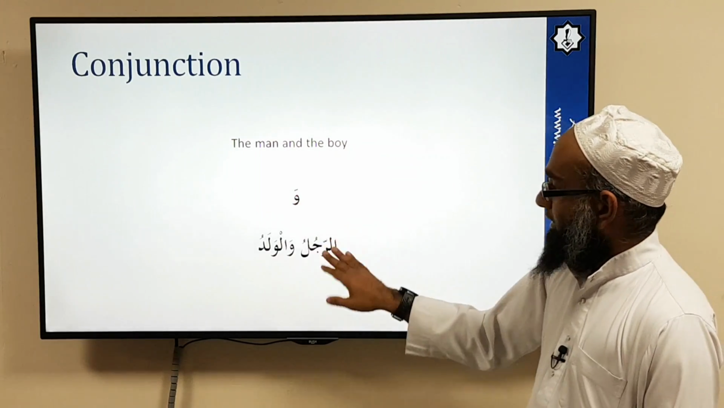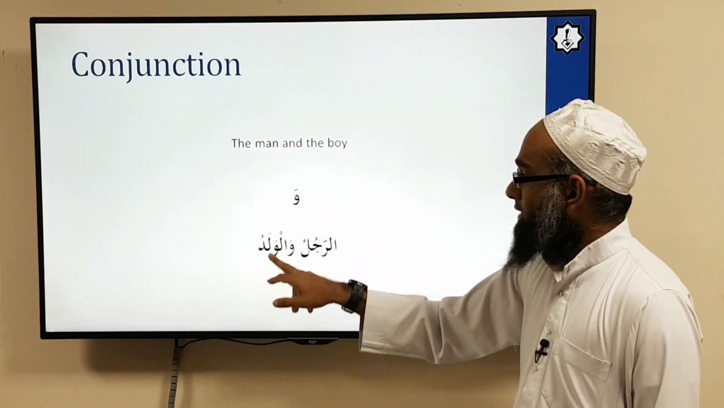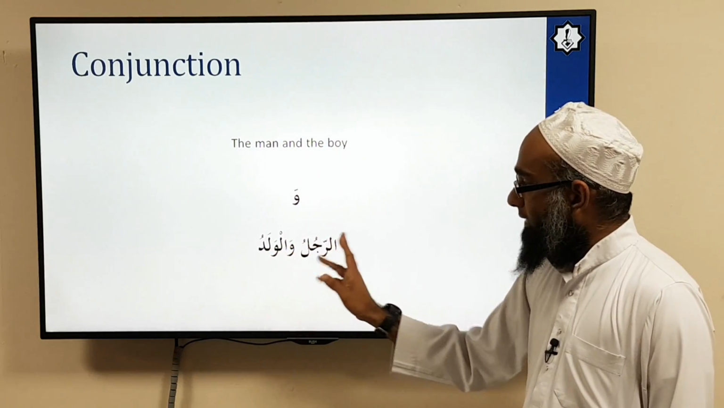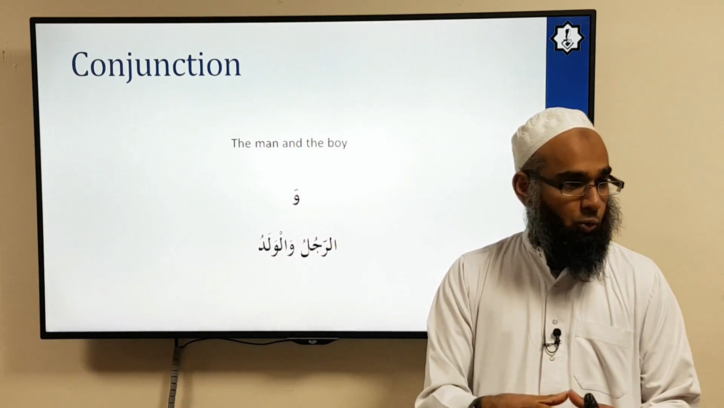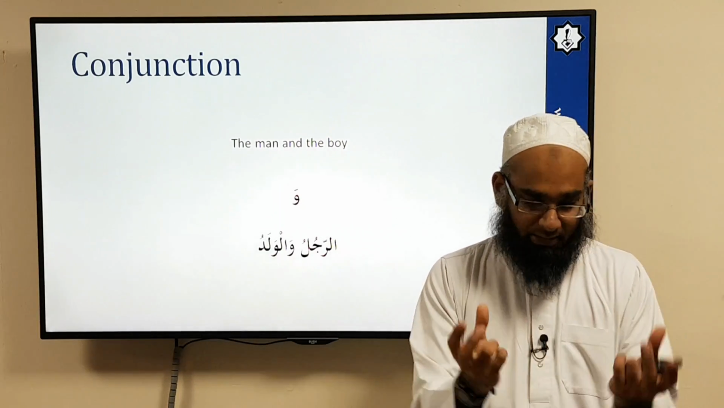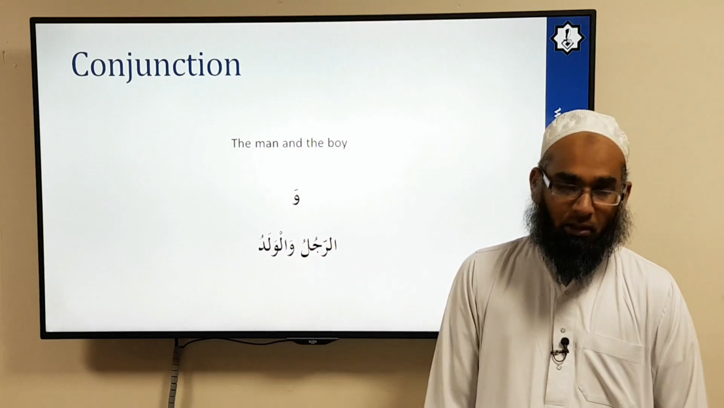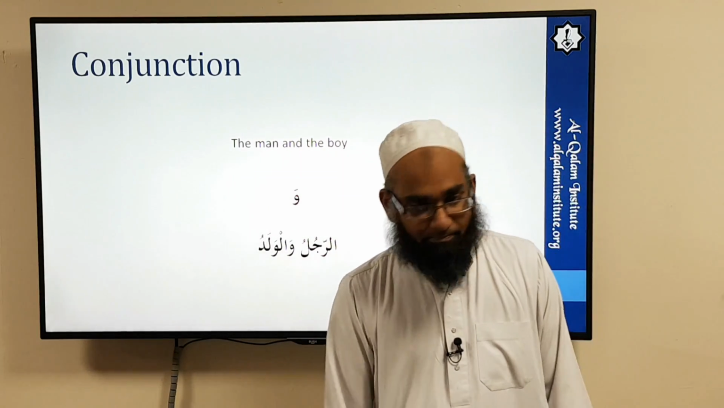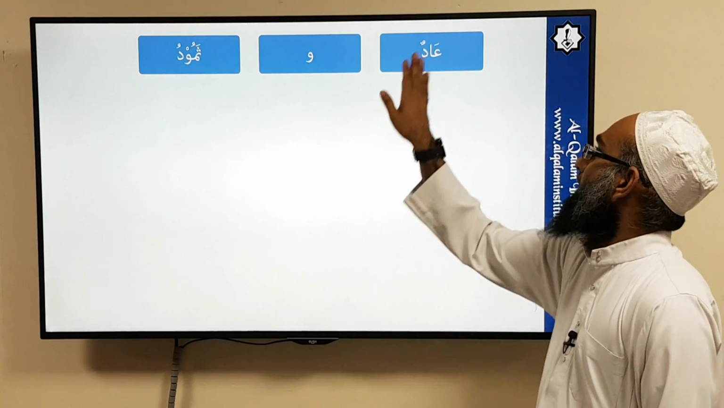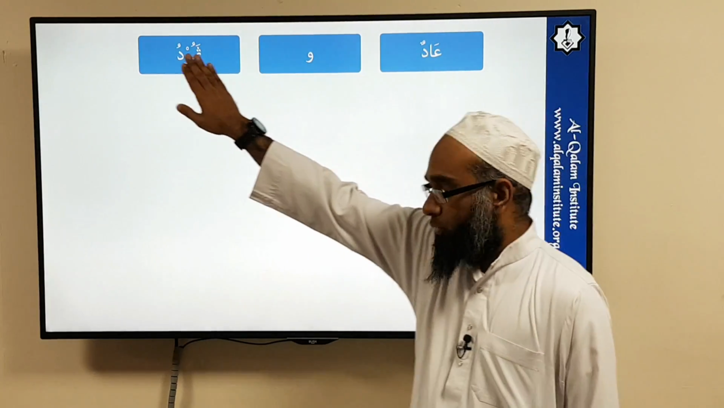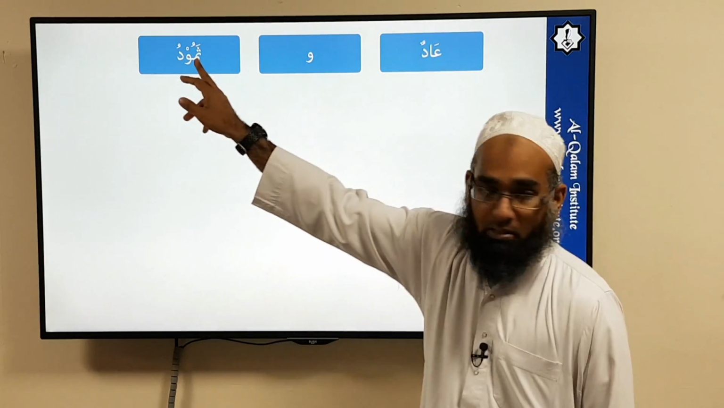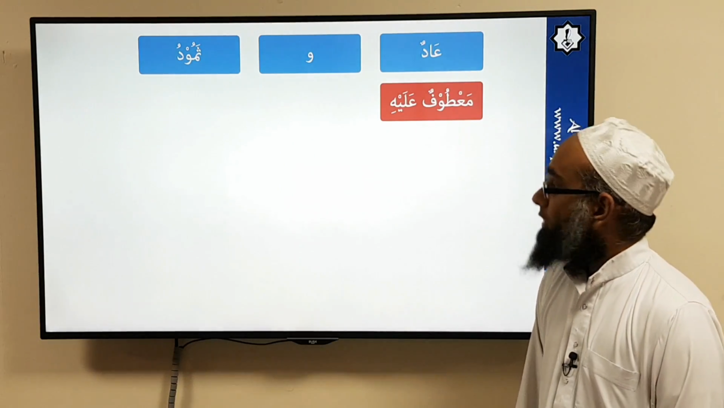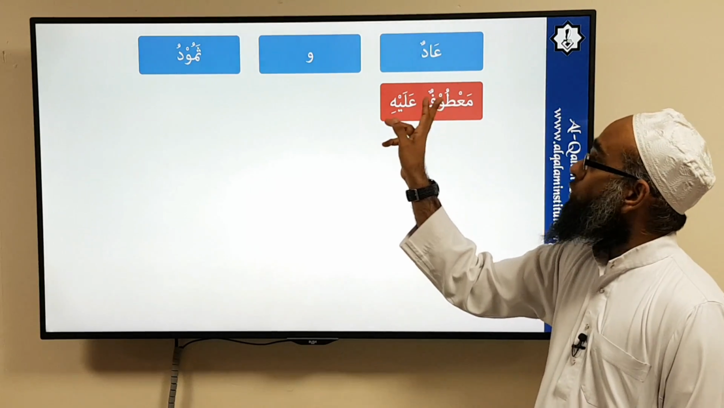For example, the man is ar-rajul and boy is walad. So you put wa in between, and it becomes ar-rajulu wal-waladu. You join two words together, and now these two words take the place of one slot, either mubtada, khabar, or whatever you use in the sentence. So, no-brainer, very simple. For example, Adun wa Thamudu. Ad is the name of a nation, and so is Thamud. Ad and Thamud.